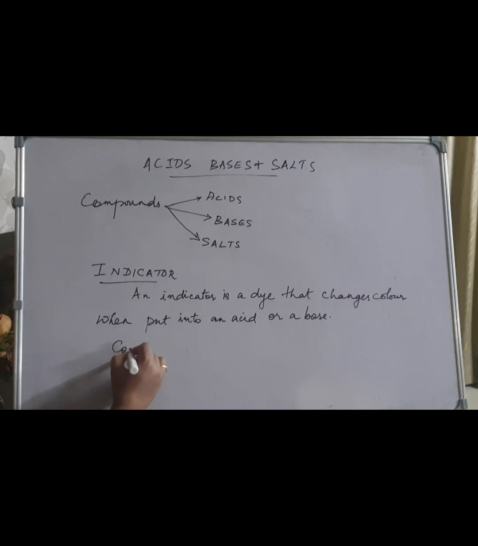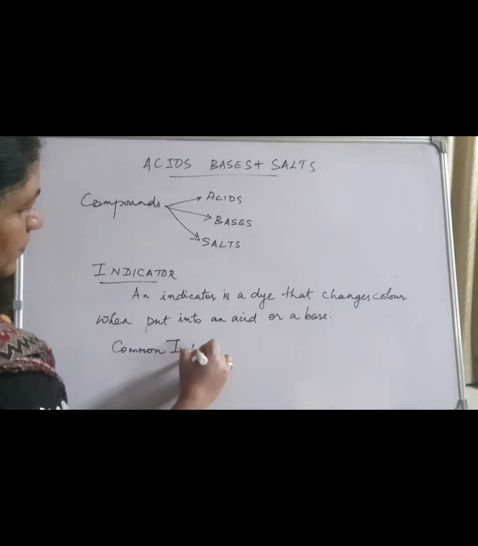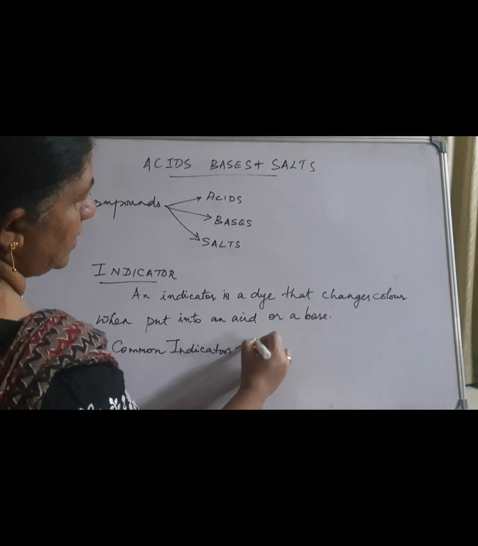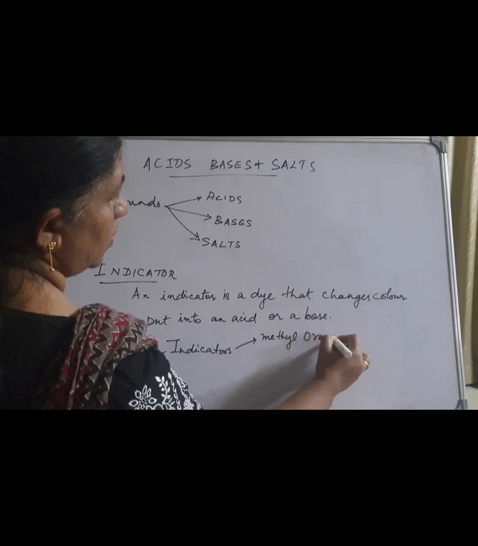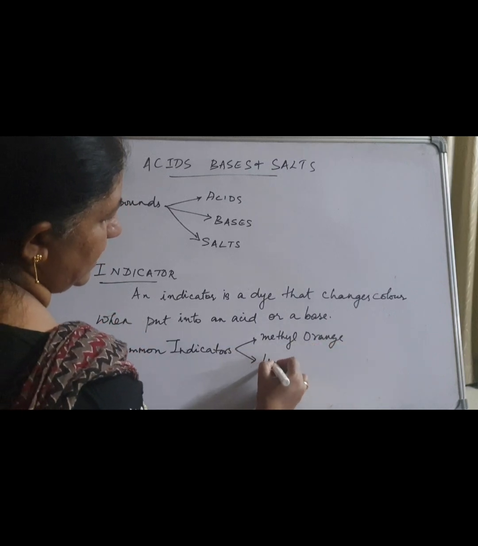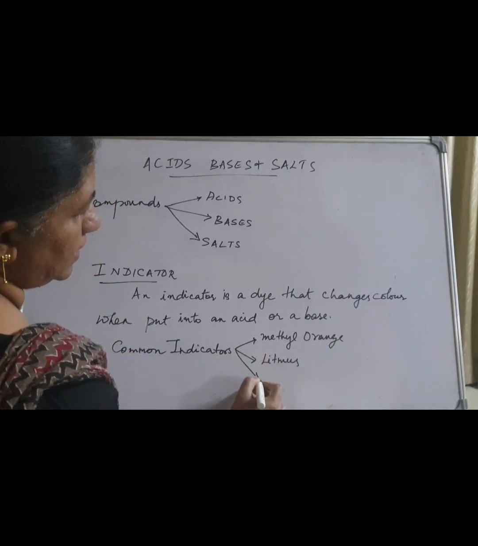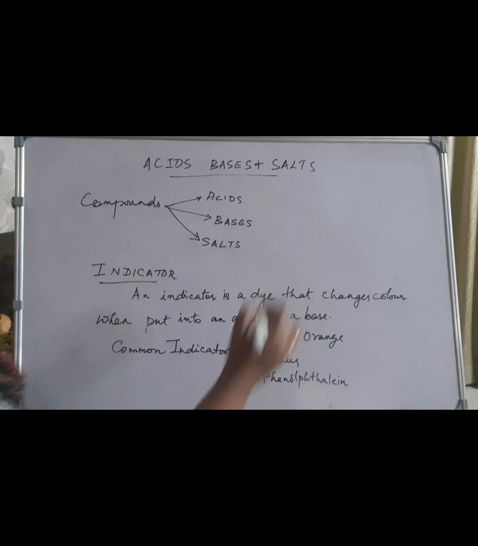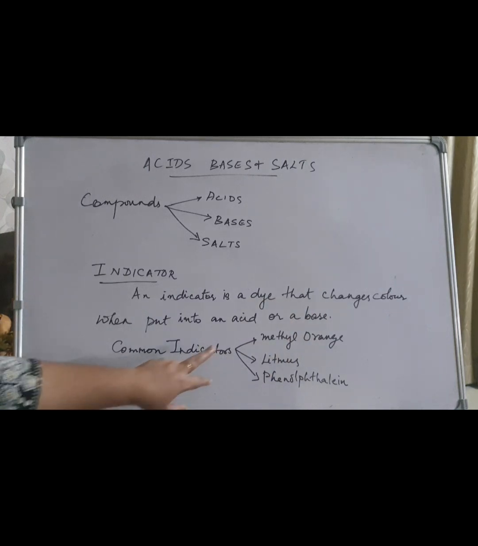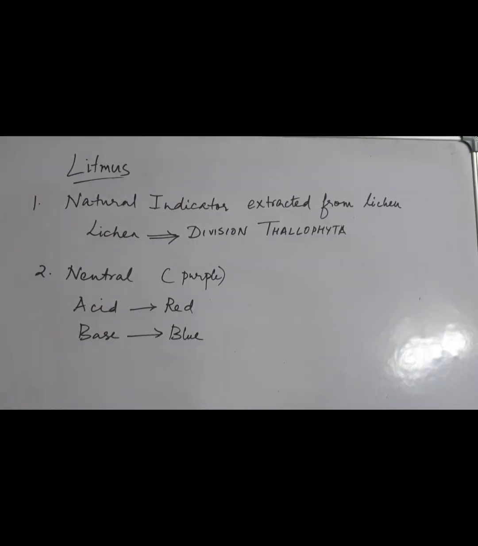Now the common indicators are, number one, methyl orange. Then next is litmus, and the third is phenolphthalein. So common indicators are methyl orange, litmus, and phenolphthalein. Now let's learn about the indicators in detail. Coming to the first indicator, that is litmus.